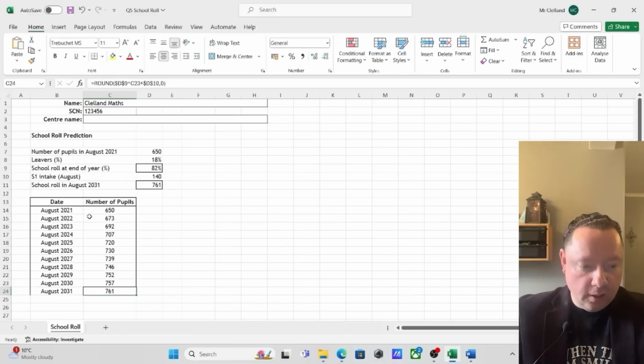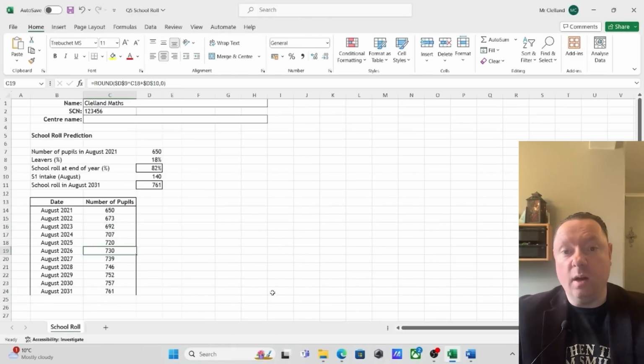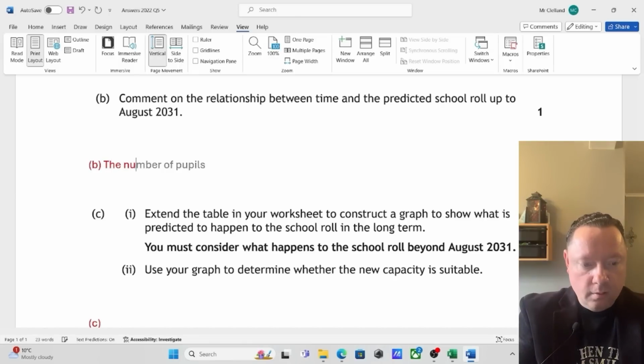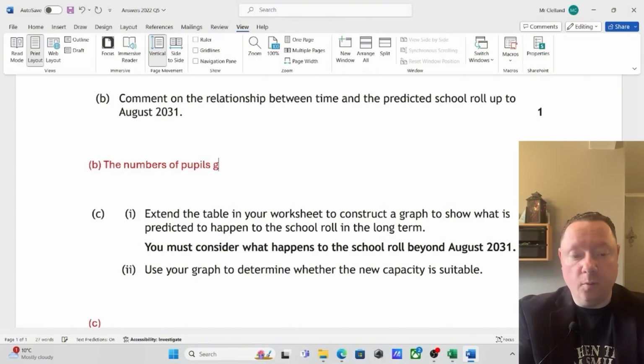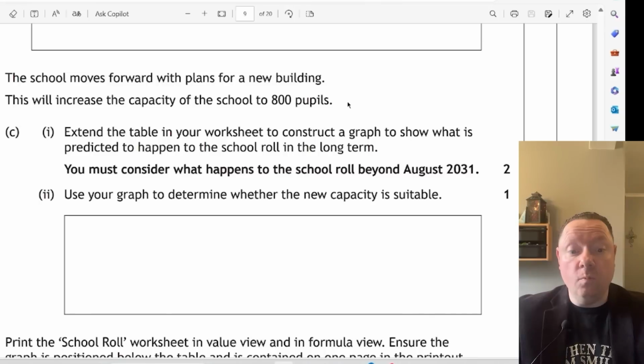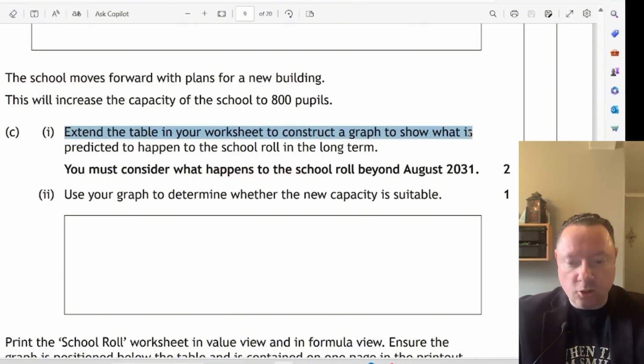So let's have a look. As each year goes on, the number of pupils increases. So that's all we'll have to write. So the number of pupils gradually increases each year. The school moves forward with plans for a new building. This will increase the capacity to 800 pupils. Extend the table on your worksheet to construct a graph to show what is predicted to happen to the school roll in the long term. You must consider what happens beyond August 2031 and then use your graph to determine whether the new capacity is suitable.